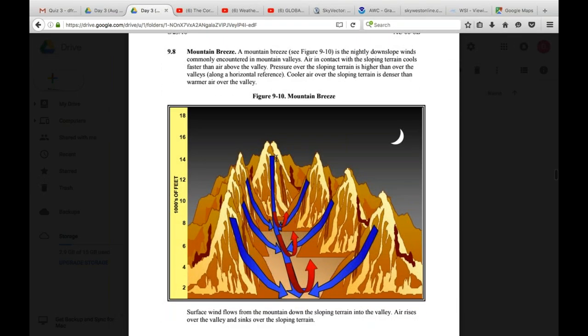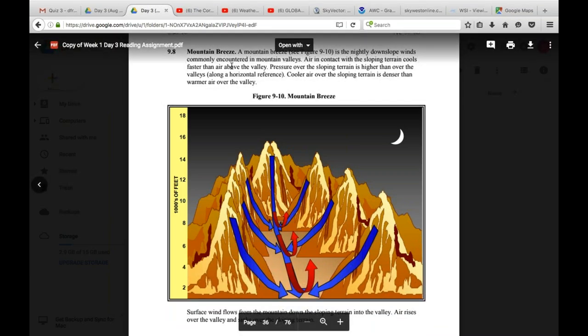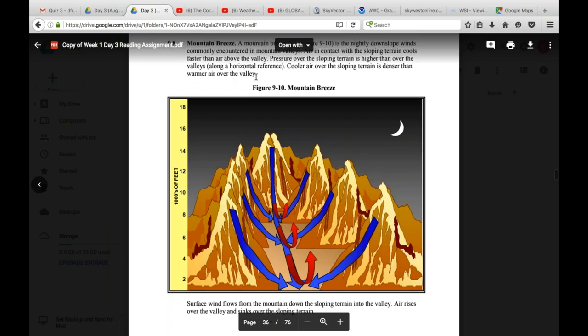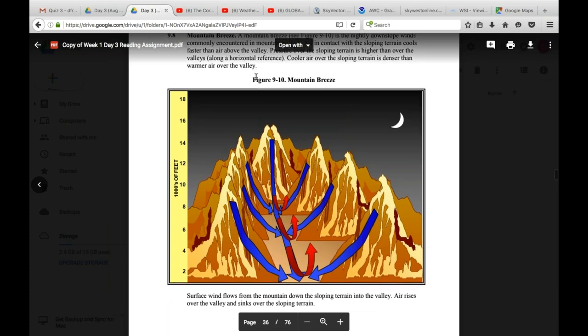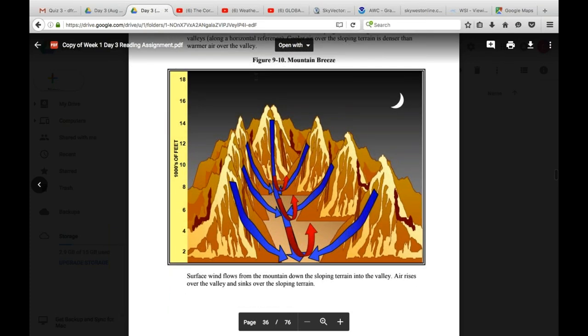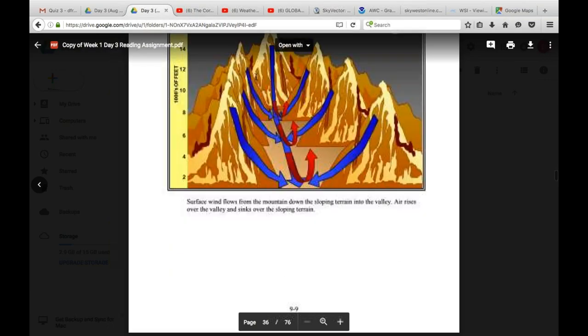So a mountain breeze, just like a valley breeze, is a breeze flowing from the mountains. As you can imagine, instead of in the morning, this happens at night. Air in contact with the sloping terrain cools faster than the air above the valley. Pressure over the sloping terrain is higher than over the valleys. Cooler air over the sloping terrain is denser than warmer air over the valley. So it's just the opposite of a valley breeze.